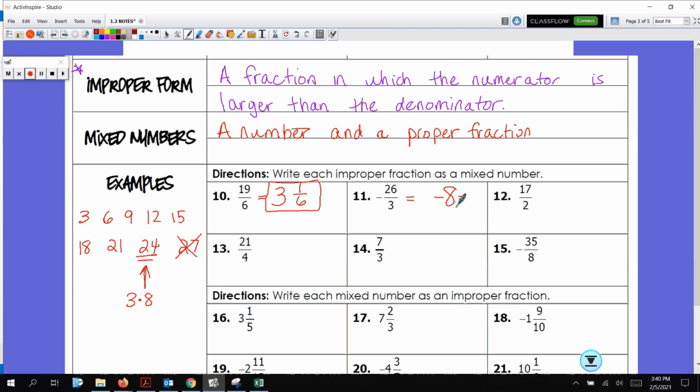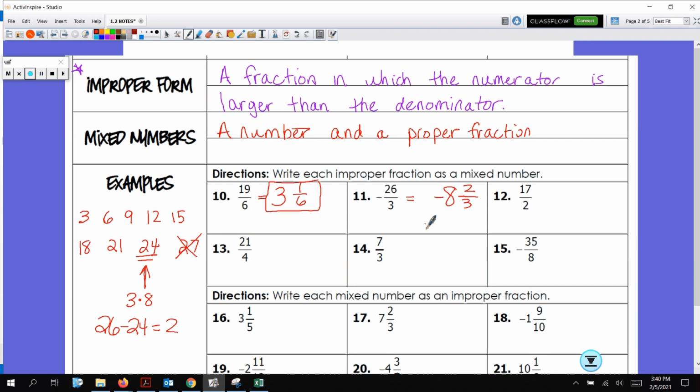Oh, I have to do a fraction there. 8 whole times, right? And then to find the remainder, you just take your numerator, 26, minus that 24. That gives me a 2. So the remainder goes on top, and whatever the denominator is stays the same. So negative 8 and 2/3. All right.